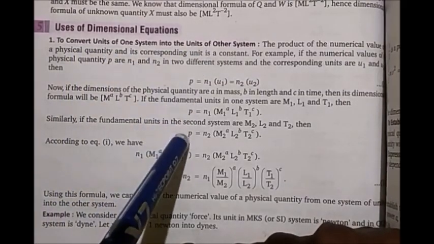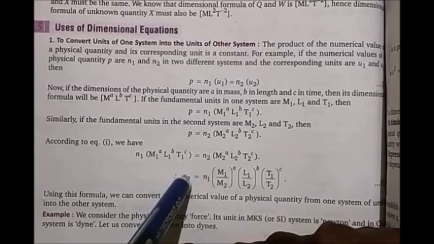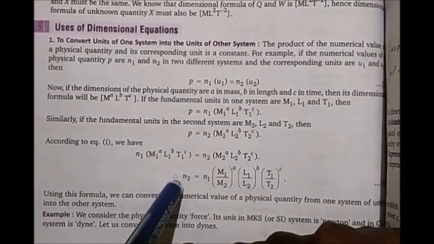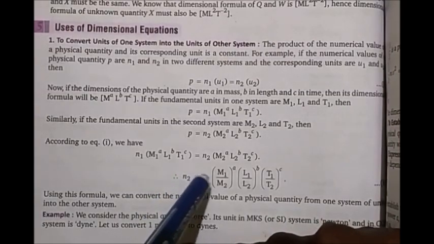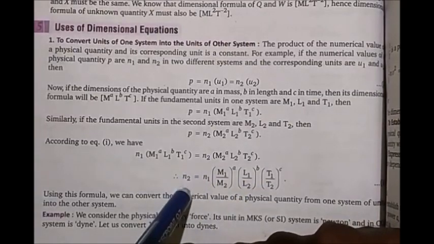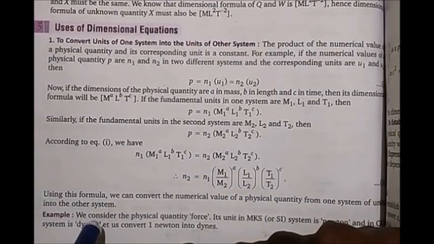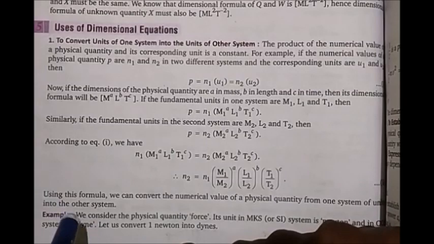So you find the system of conversion. N2 you find, N1 you know, and you put the dimensions of both of them and you get the final result. You already saw a video and you already saw how to do an example also.